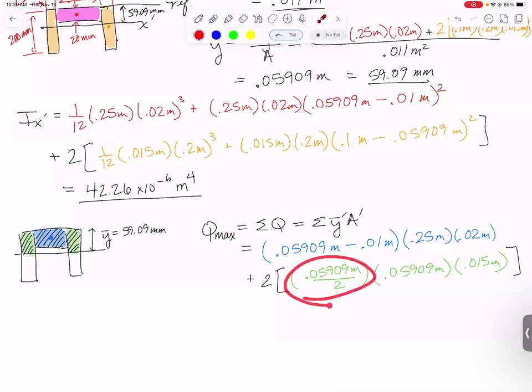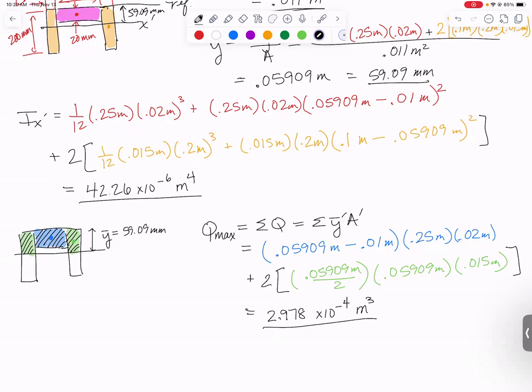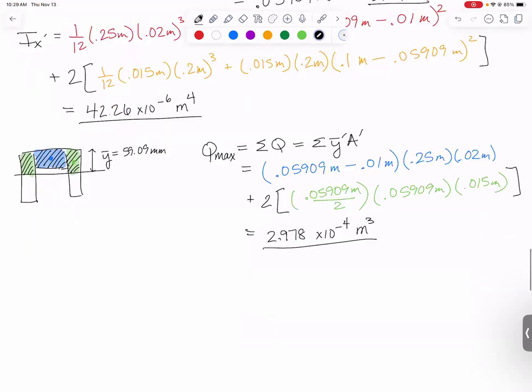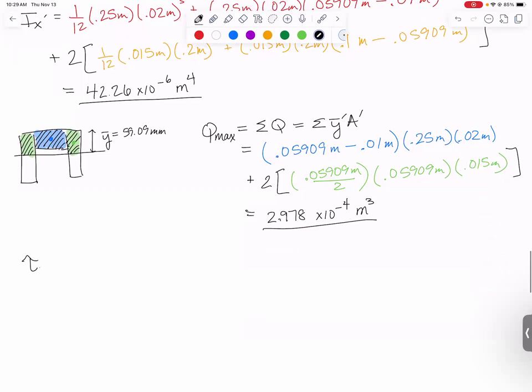For the green ones, though, the rectangles are sitting right next to the centroidal axis. The height of these chopped off rectangles is 59 millimeters. So to get the distance between their centroids and the center of the whole shape, you just take the 59.09 and divide it by 2. So we get Q max. It comes out to be 2.978 times 10 to the minus 4th meters cubed. And I have all the section properties I need. So now we can find the max shear stress.